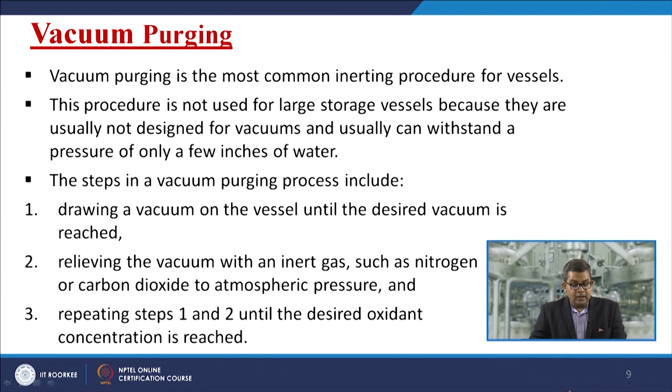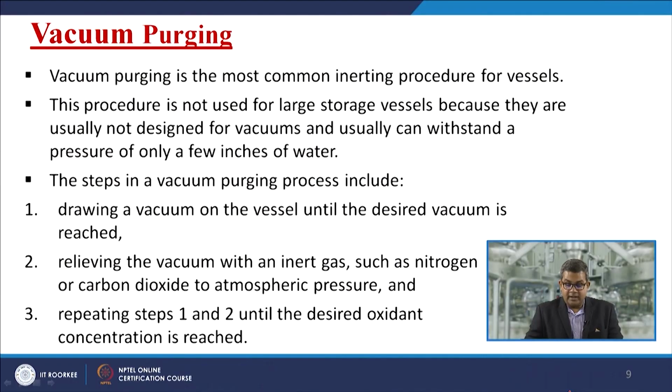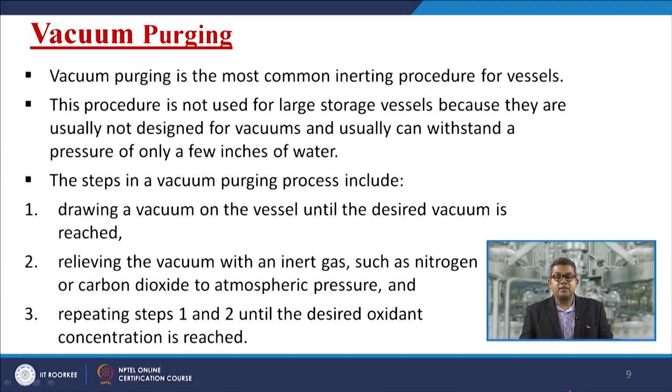Now, there are 3 steps involved in vacuum purging. One is drawing a vacuum on the vessel until the desired vacuum is reached. You need to calculate a priori how much vacuum is desired to have inerting in the particular system. Two, relieve the vacuum with an inert gas such as nitrogen or carbon dioxide to atmospheric pressure. Then, if you have not achieved the desired result, by analyzing the LOC or minimum oxygen concentration, you need to repeat steps 1 and 2 until the desired oxidant concentration is reached.